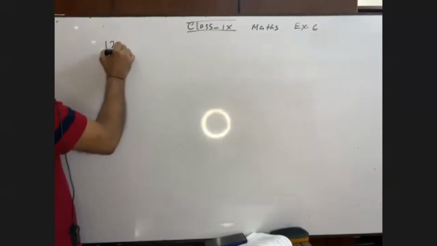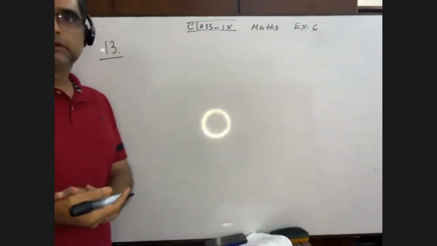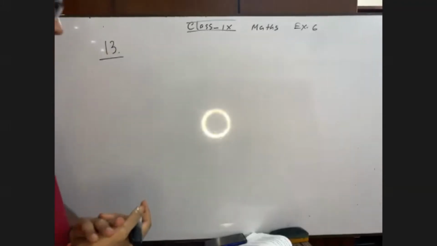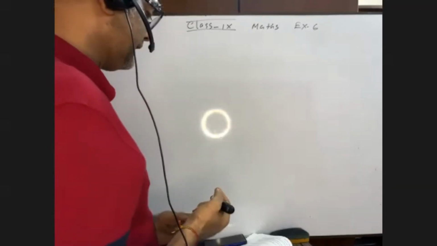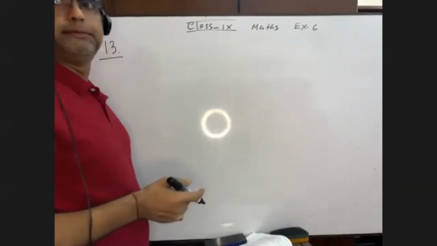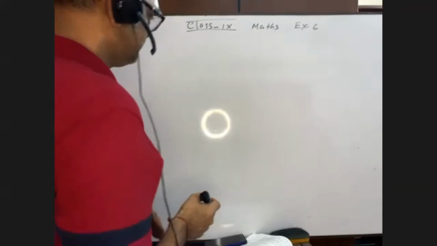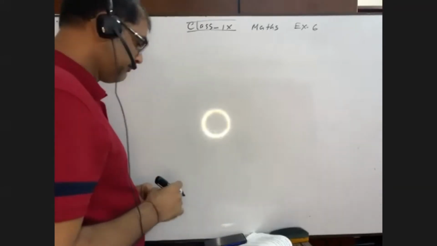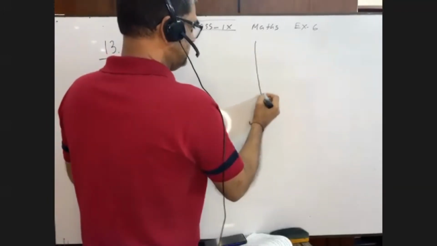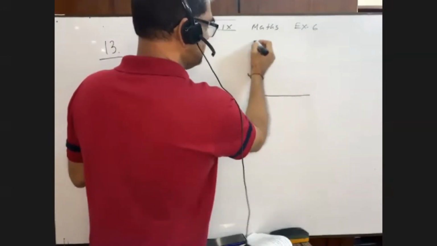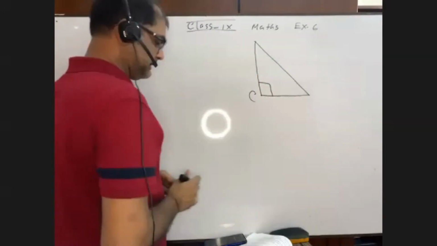Question number 13. All of you read the question. In this question, angle C equals 1 right angle. Question number 13: angle C equals 1 right angle. You see, it is a triangle where angle C equals 1 right angle.